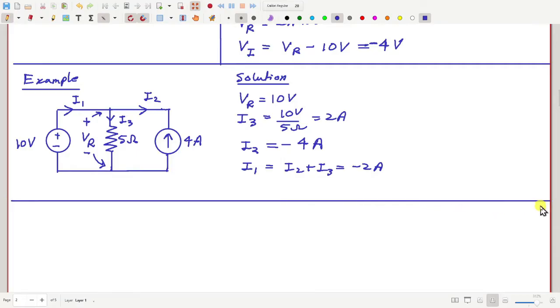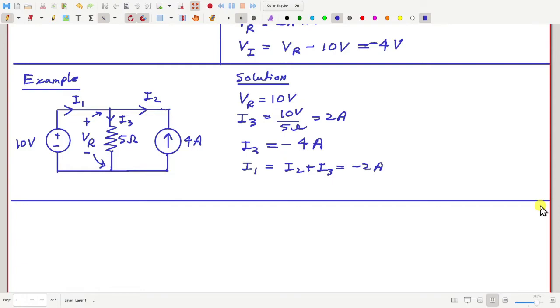Sir, I had one doubt. Yes, please. So in the last example, what if the current source does not have any resistance? Current source is just current source. Current source is not resistance. So, okay, voltage source is voltage source. And you have written Vi equal to minus 4.